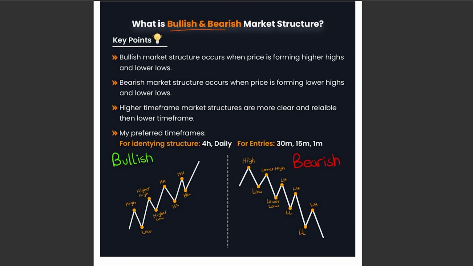Bullish market structure usually occurs when price is forming what? Higher highs and higher lows. As you can see here, price is forming higher highs and higher lows. And what is the market doing? The market is trending upwards. Bearish market structure, on the other hand, occurs when price is forming lower highs and lower lows. As you can see in this schematic, price is forming lower highs and lower lows. And where is the market trending? The market is trending downwards.